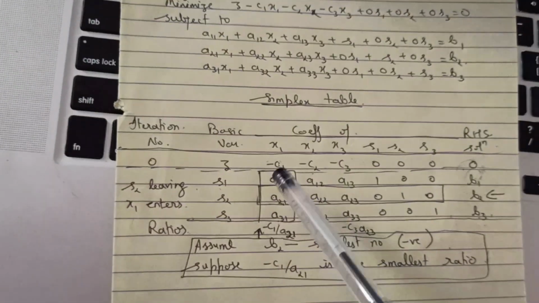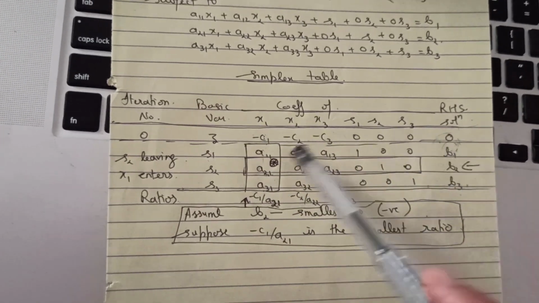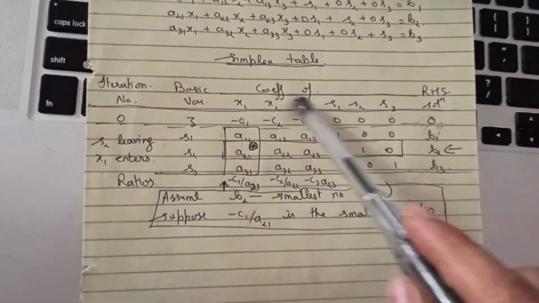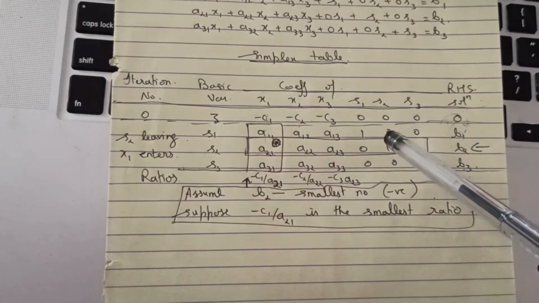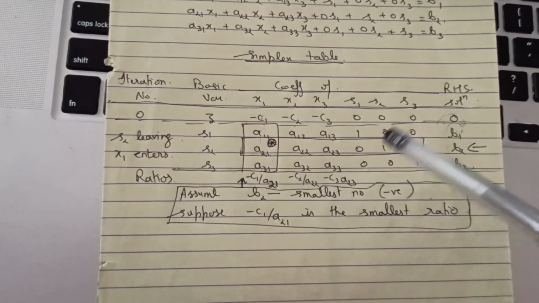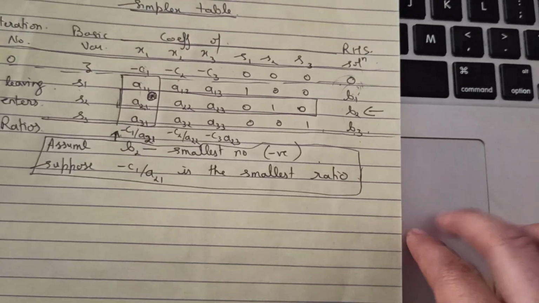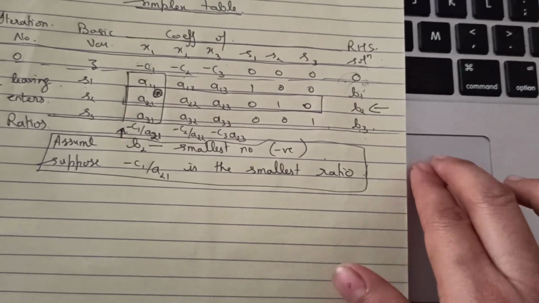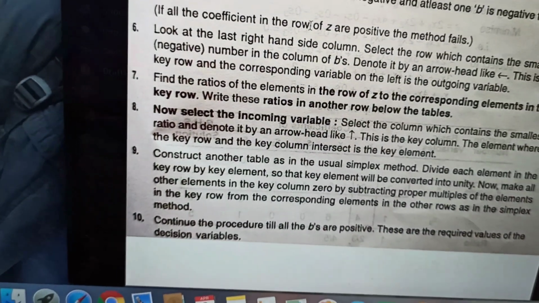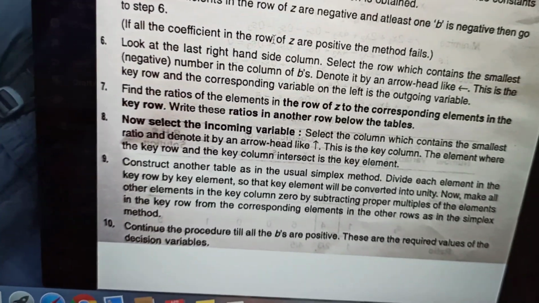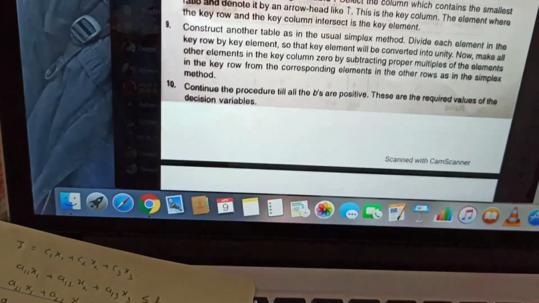And one more thing: if all the coefficients C1, C2, C3 of the objective function z become positive, that means if everything here is positive, then the method fails. So the method fails. Let's see what else we have. We will continue the process till all the b's are positive, and this is how we will have the required solution.